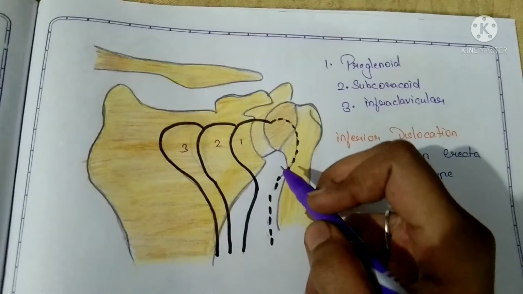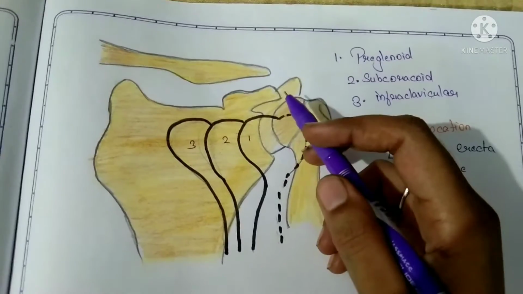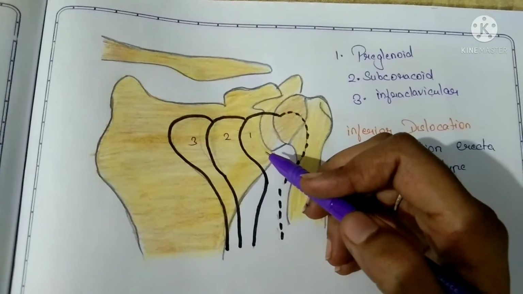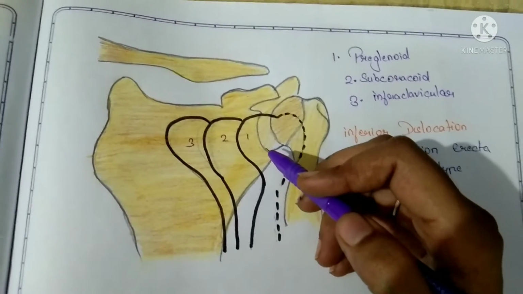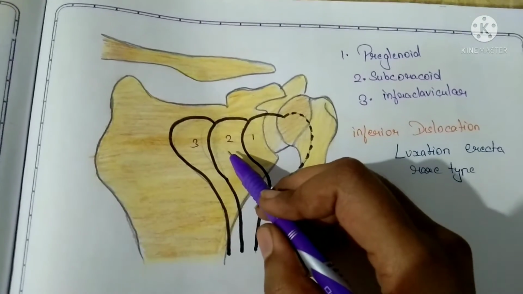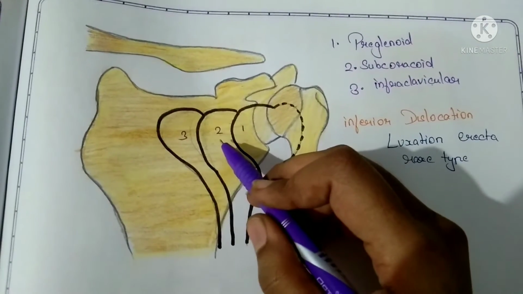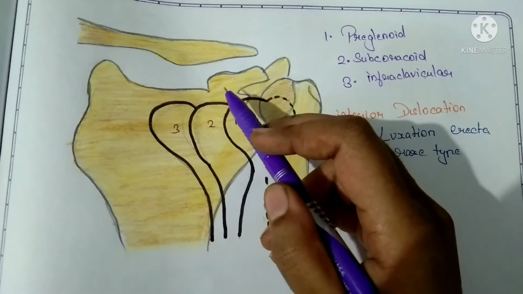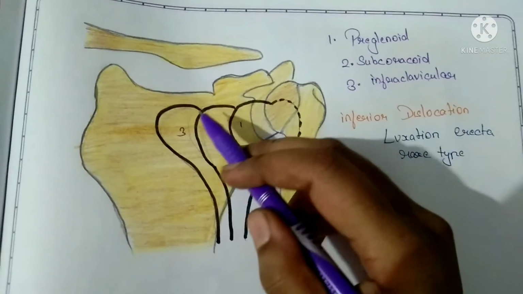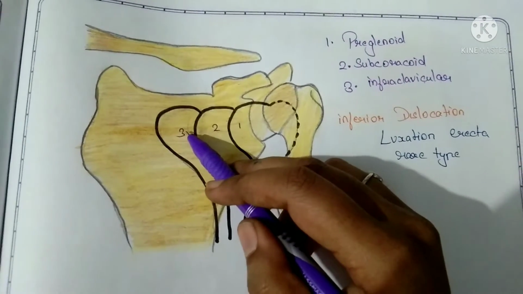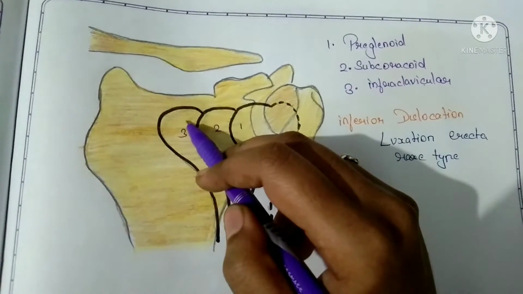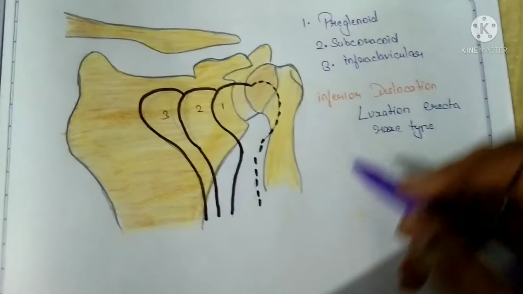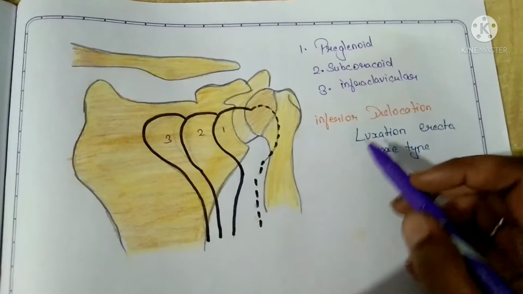In preglenoid, the head of the humerus lies in front of the glenoid cavity. In subcoracoid, the head of the humerus lies below the coracoid process of the scapula. And in infraclavicular, the head of the humerus lies below the clavicle. So these are the three subtypes in the anterior dislocation.